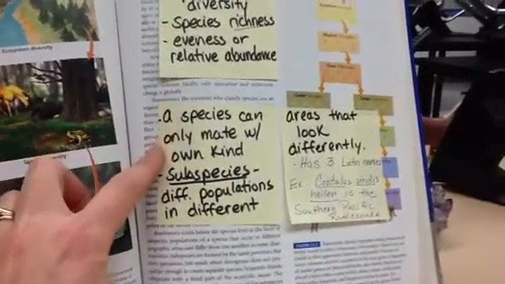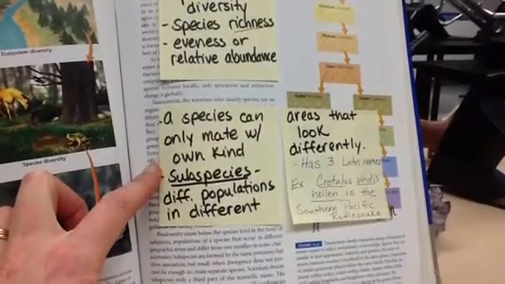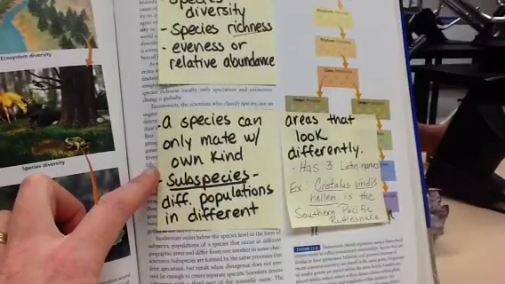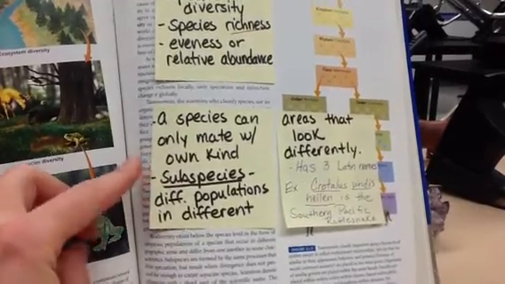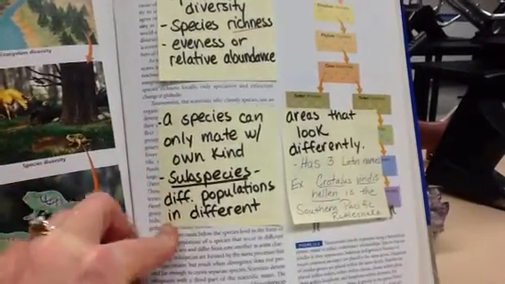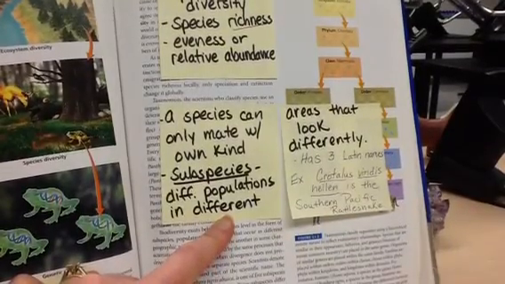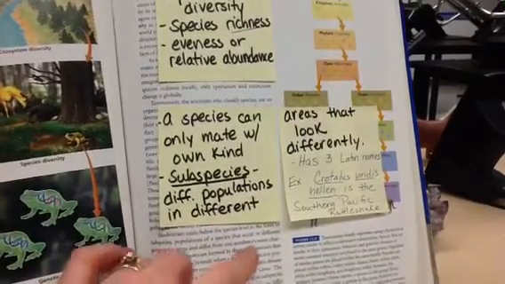What in the world is a species? The definition of a species is that if you can mate, you're the same species. If you cannot mate or do not mate naturally in the wild, you are a different species. A subspecies is a different population in an area that looks different but is the same species as other subspecies.